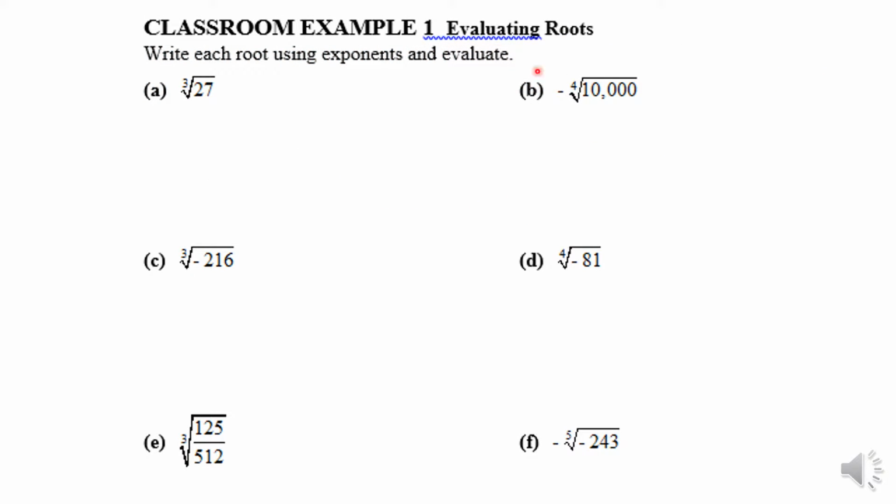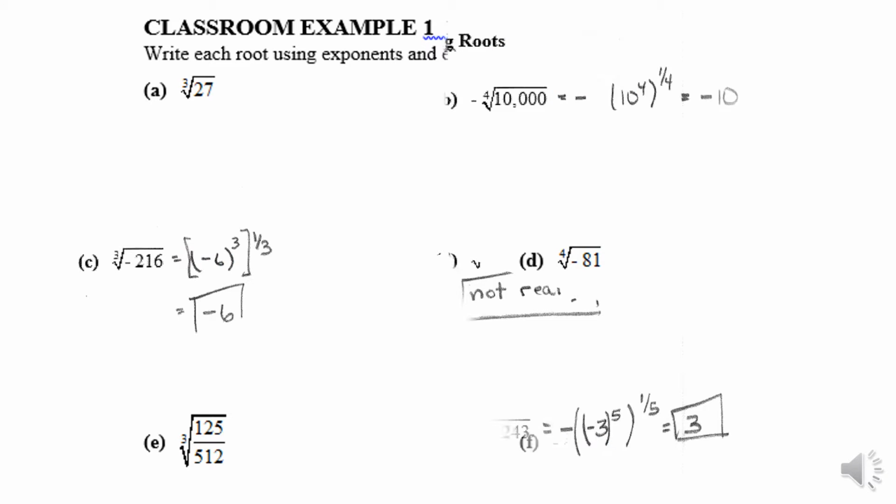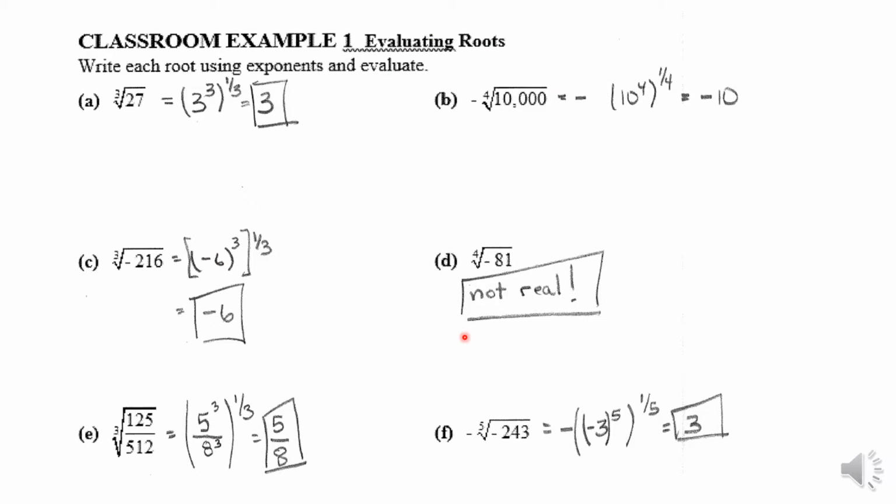Here's a classroom example. We're to write each root using exponents and evaluate. Let's pause the video, see how you do. In this problem especially, note that there is no real number such that you can raise it to the 4th power and get a negative 81. Therefore, the answer to that is not real.